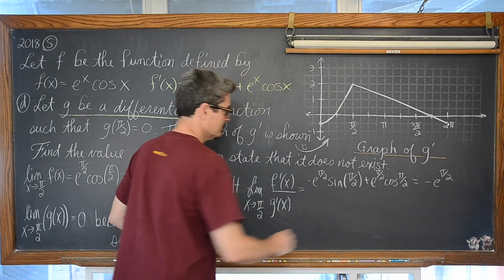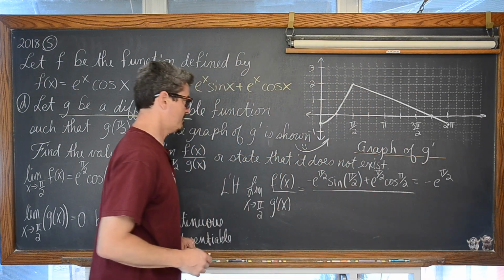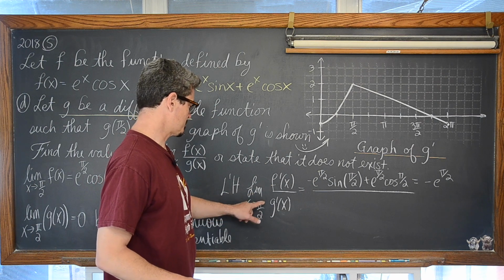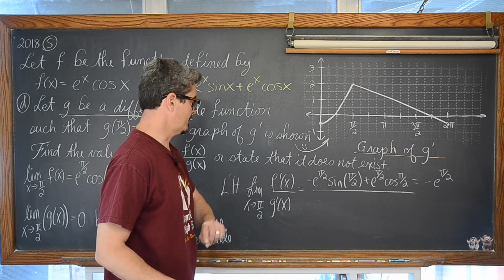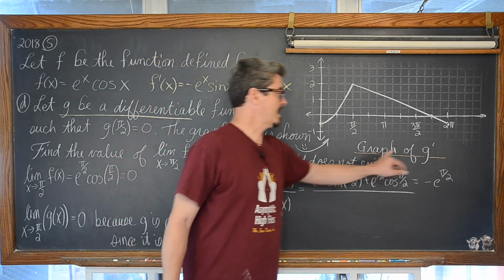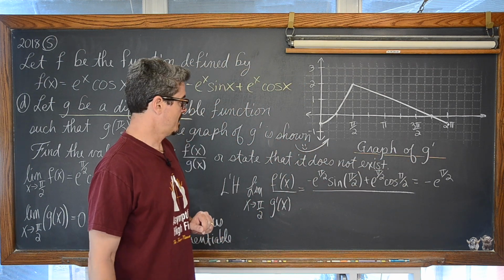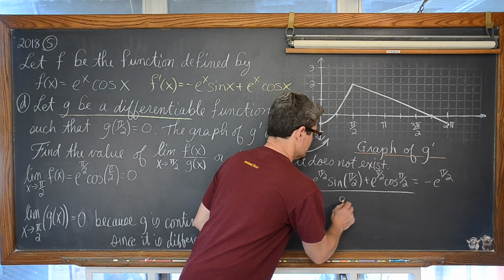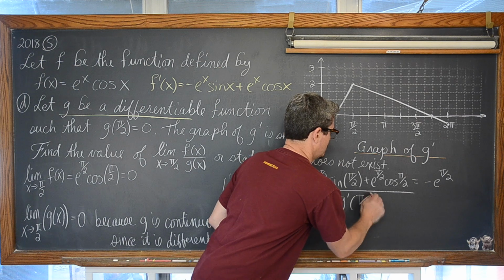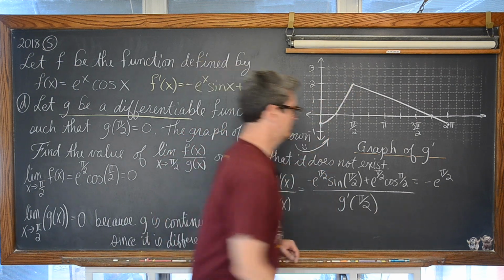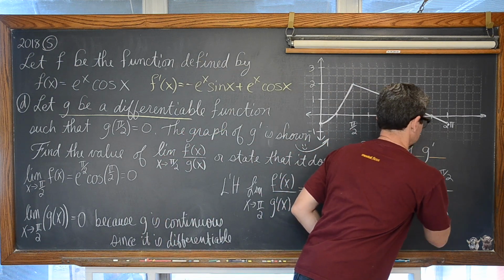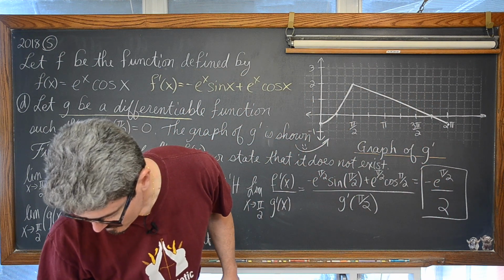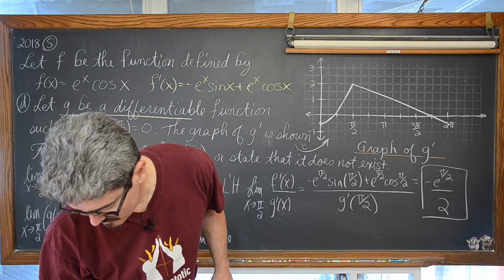And in the denominator, we have the limit as x approaches pi over 2 of g prime of x. Oh, they gave us the graph of g prime. And g prime of pi over 2 is equal to 2.